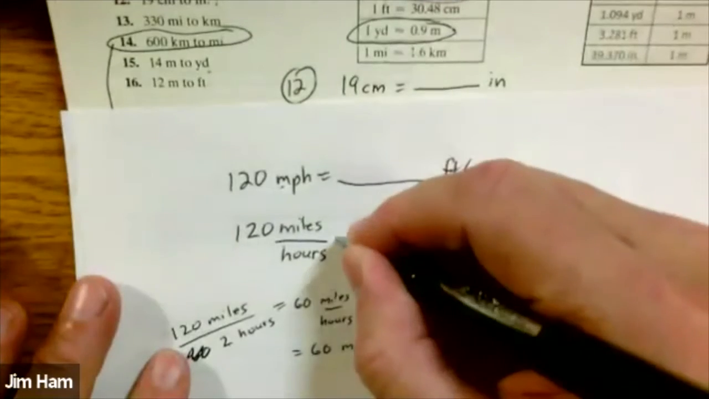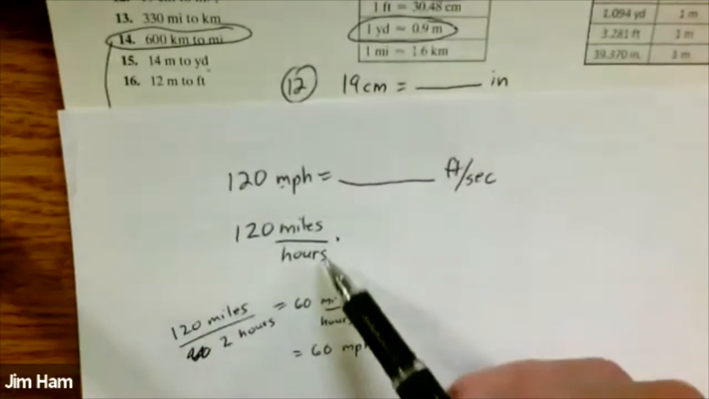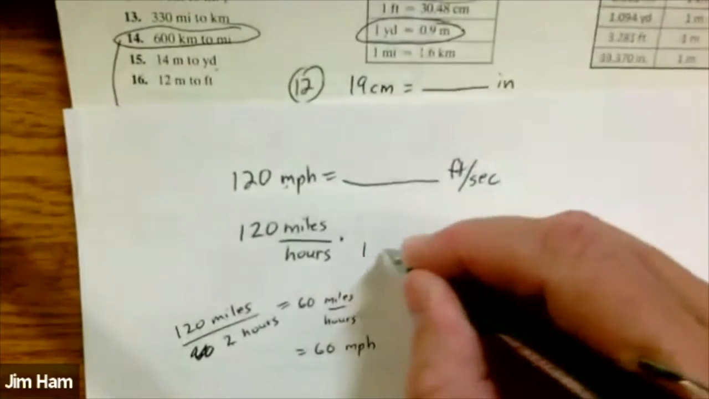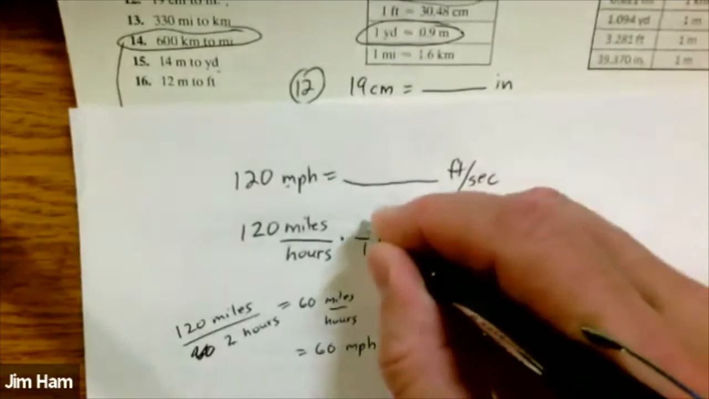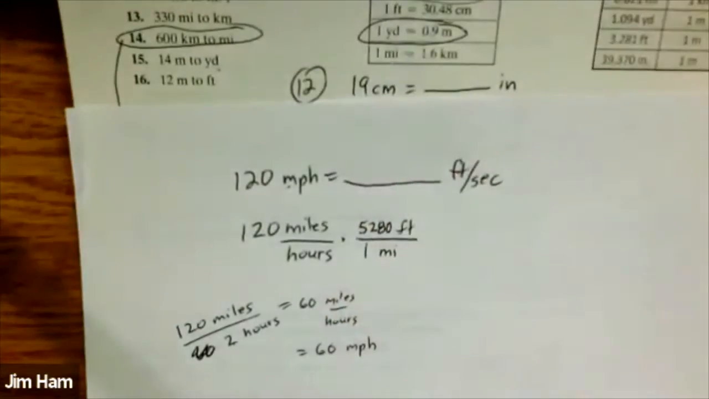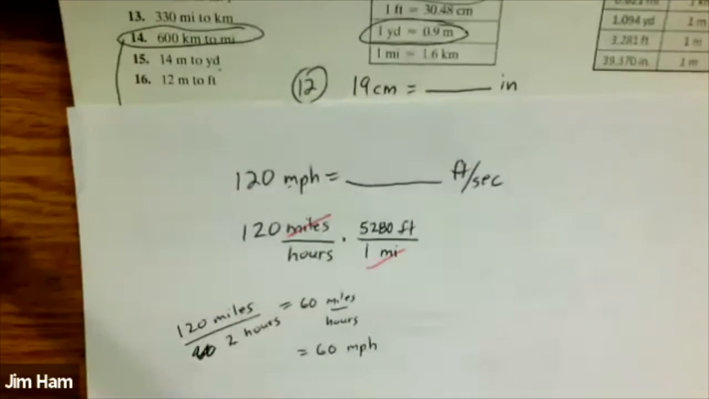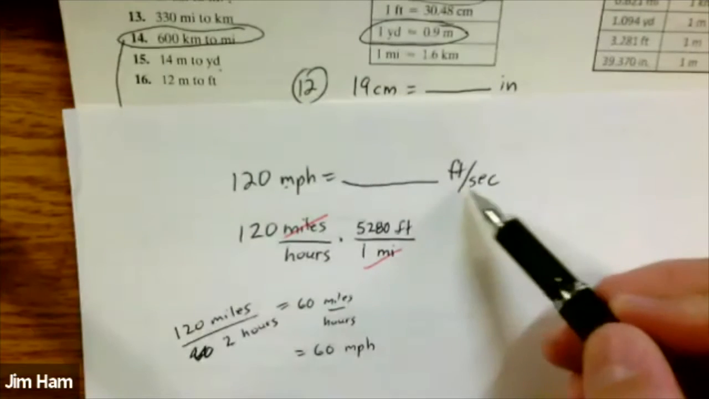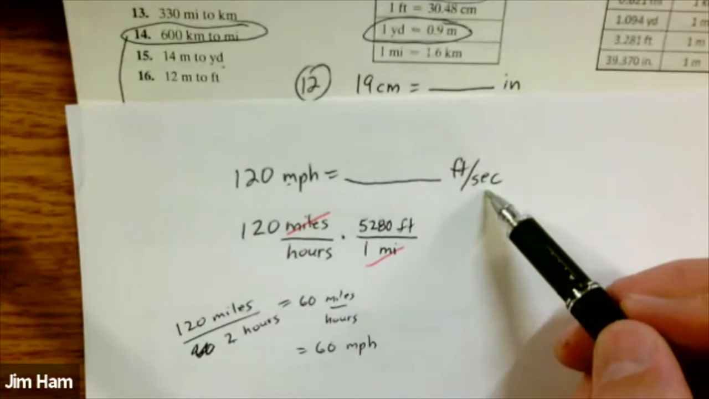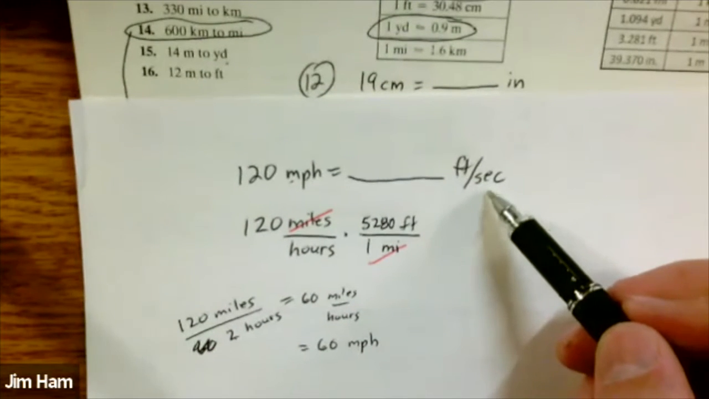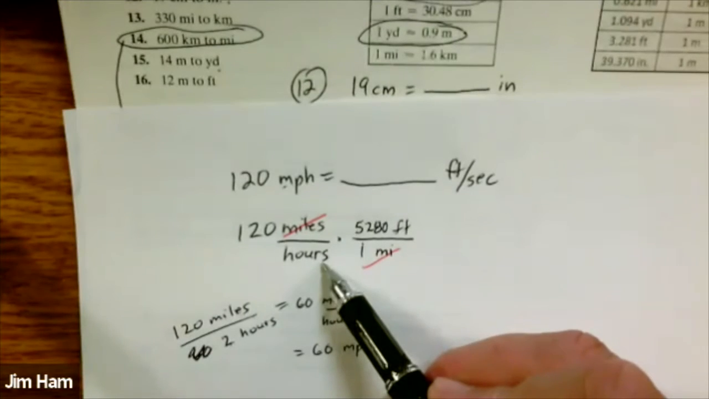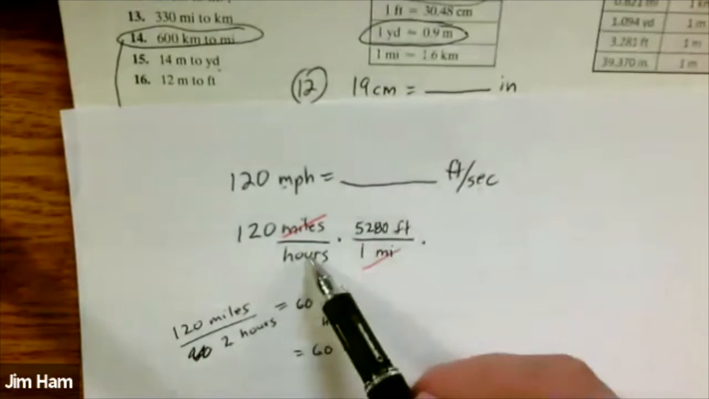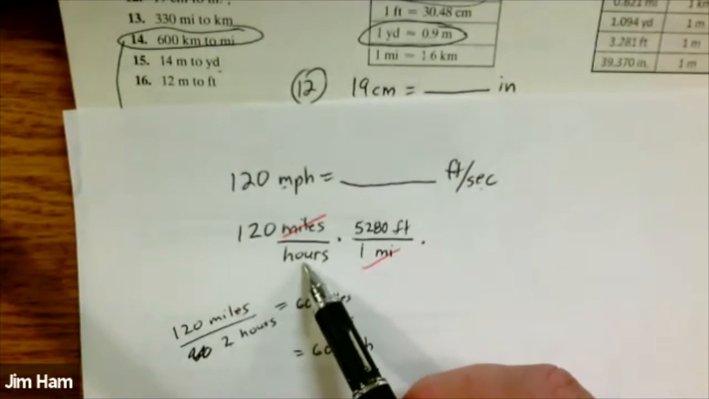Now, if you want to convert to feet per second, you have to convert the miles unit to feet. So you'd say, well, in 1 mile, there are 5,280 feet. And then you can cancel out the miles. And you're left with feet, and that's what you want, feet. The other unit that you want is a unit of time. You want the unit second in the denominator. Right now, the unit hours is in the denominator. So we need to convert hours to seconds. And we need to cancel the hours unit.